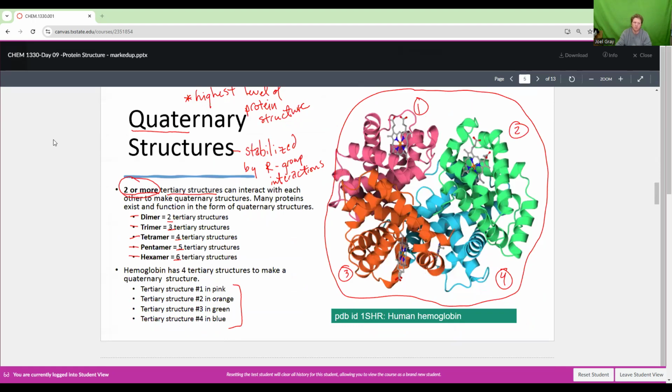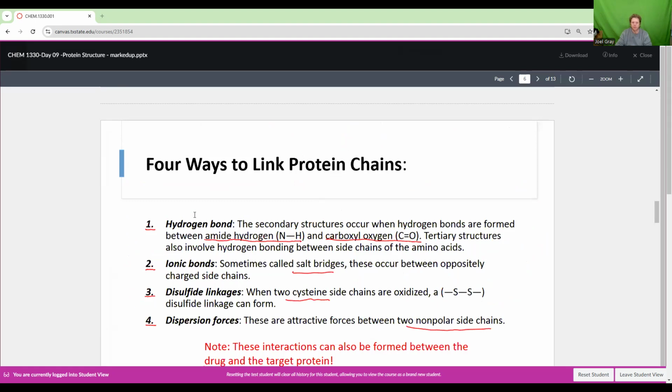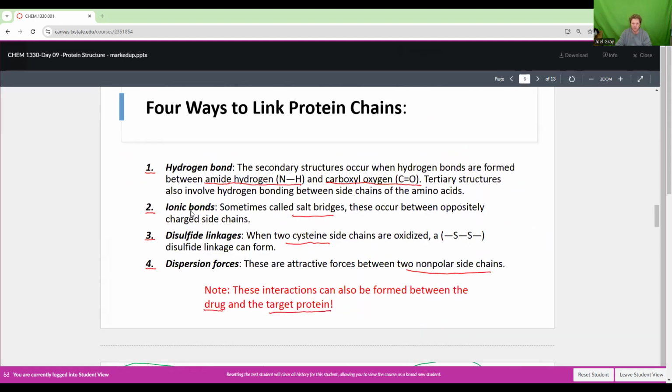Quaternary structure, the most important part is to know these terms right here. A protein that has multiple different subunits is known as an oligomer. That's multiple different blocks coming together to make a structure. If it has two subunits, it's a dimer. If it has three, it's a trimer. Four or five, it's a tetramer or a pentamer.